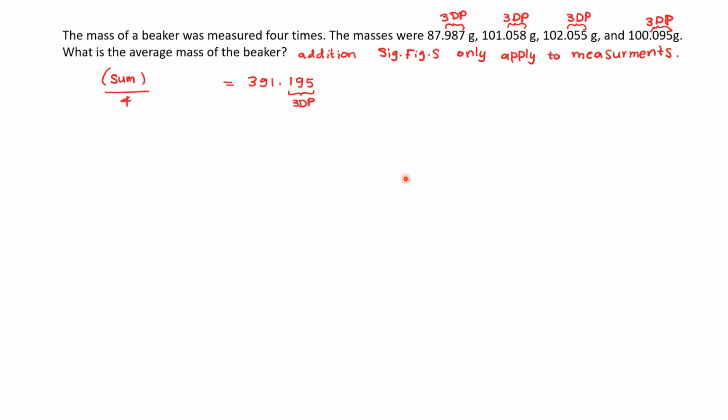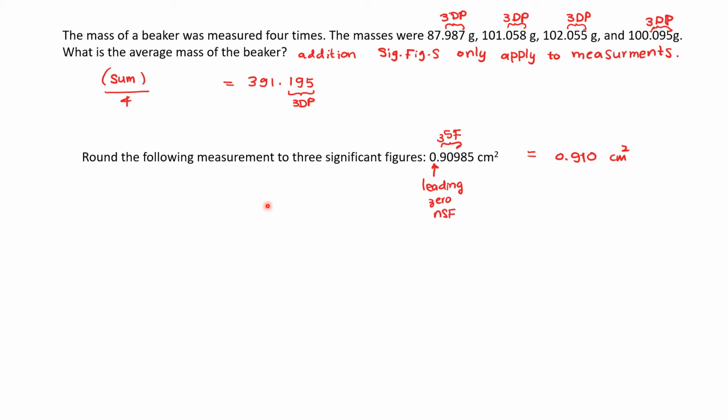Sometimes you get confused when you calculate the averages. So remember that significant figures only apply to measurements. You're going to find the sum of these and divide by 4. Still you have to look at the least number of decimal places when you add these up. This one has 3 decimal places, 3 decimal places, 3 decimal places, and 3 decimal places. So your final answer is going to be in 3 decimal places. Remember, significant figures only apply to measurements.